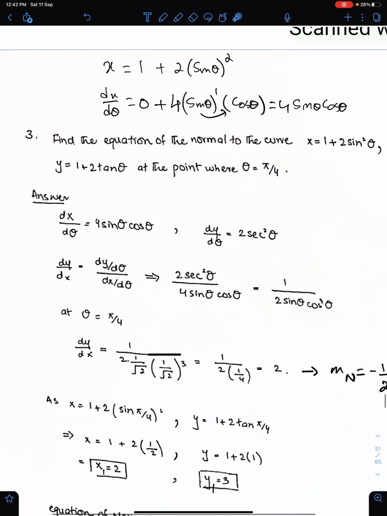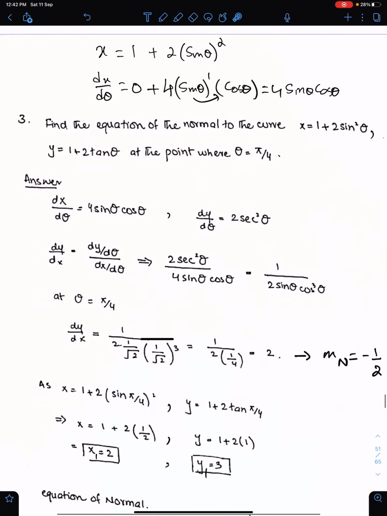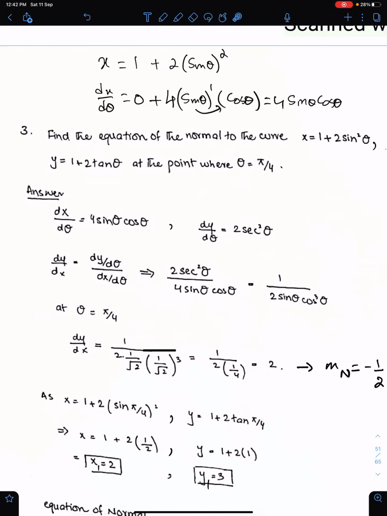Next example. You all know sine theta, sine square theta. This can be written as sine theta whole square. So the question is, find the equation of the normal to this curve at the point theta pi by 4. So first you need to differentiate x with respect to theta, and you have to write this as sine square theta, sine theta whole square.